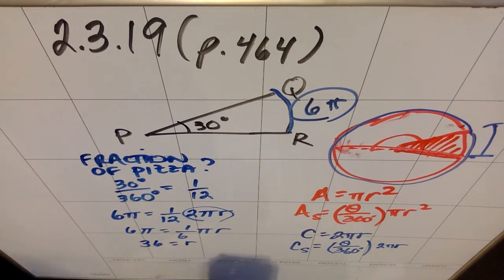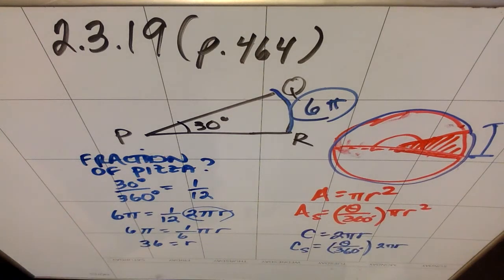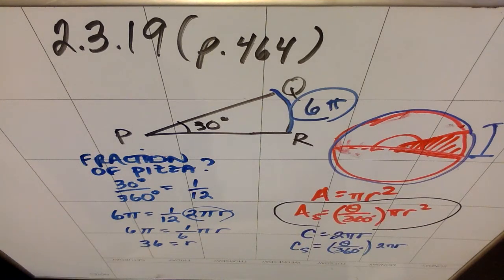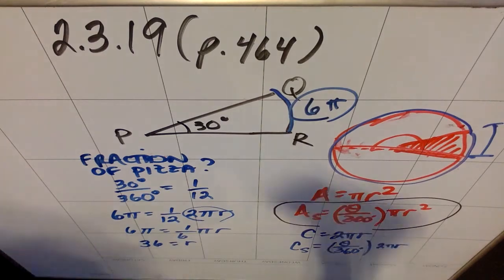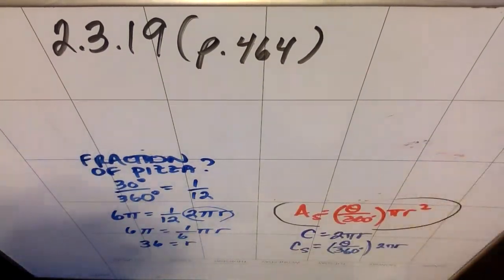Now that I have 36 as r, I can figure out first the circumference of the entire thing if I want. I'm sorry, not the circumference, rather the area of the whole thing, and then figure out what 1/12 of that is. Or I can just skip to this formula right here and say, wait a second, I know I want 1/12 of the area. So I think the best bet here is if I erase here and give you a little bit more work at the top. So I want 1/12 of the area.